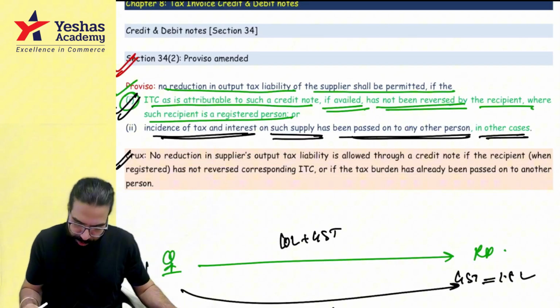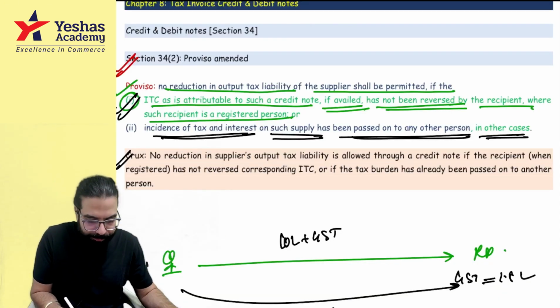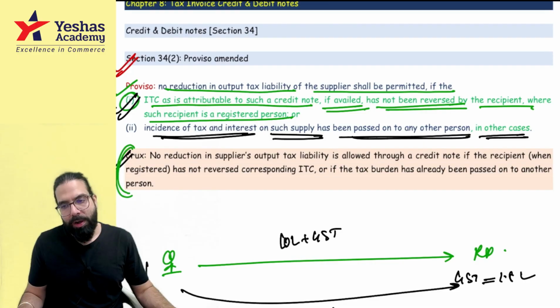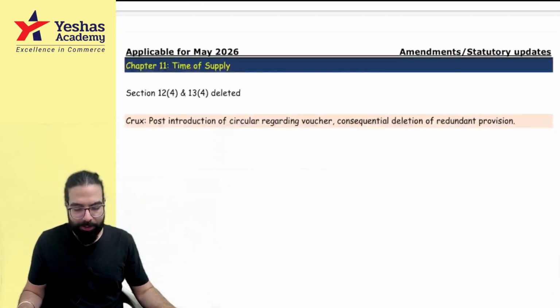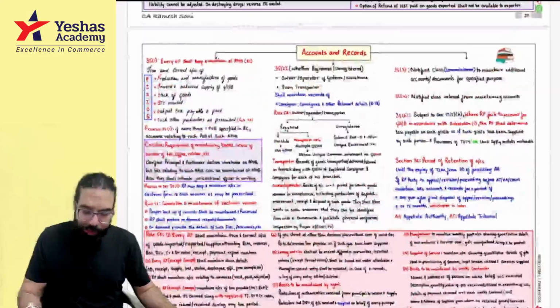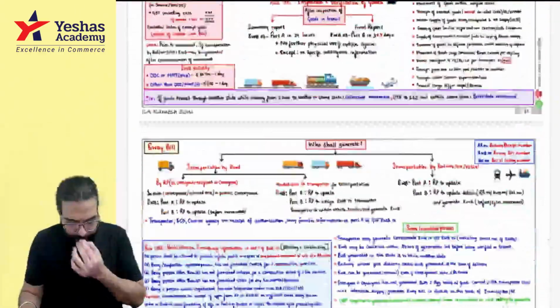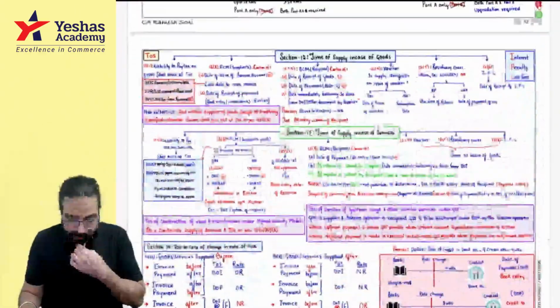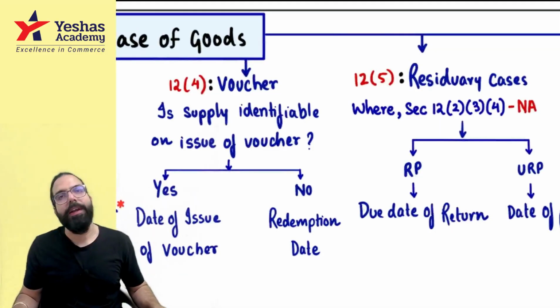I hope this point is clear to all of you. One small liner: ITC tax invoice chapter done. Sir, accounts and records, no change. Sir, e-way bill, no change. Time of supply: voucher related.